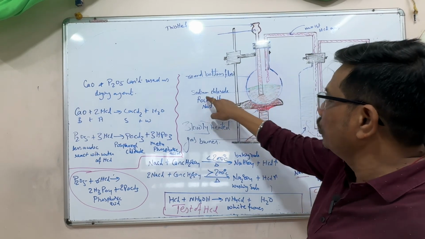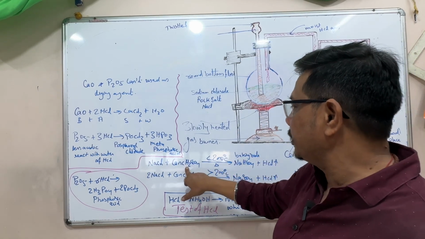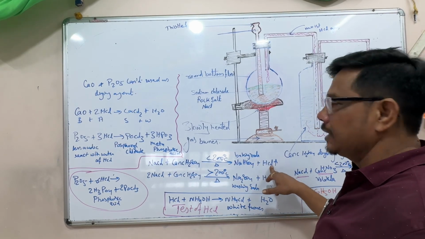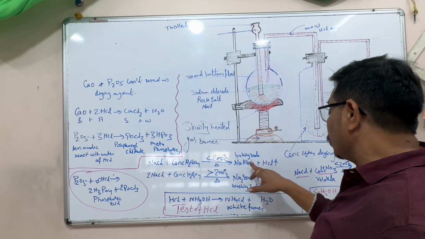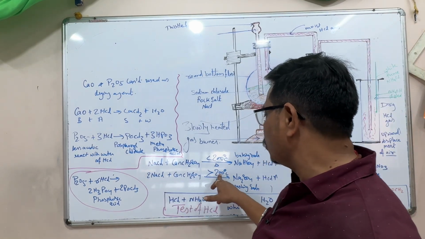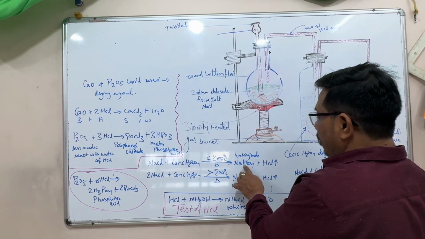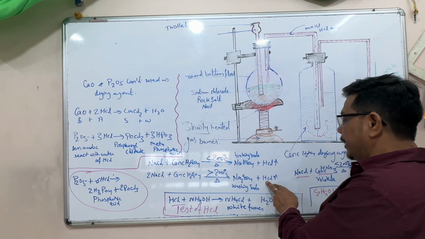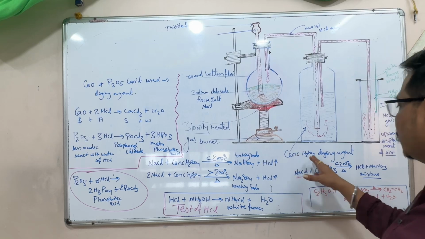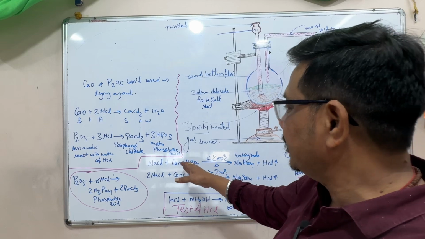It contains sodium chloride, which is called rock salt. This sodium chloride reacts with concentrated sulfuric acid below 200 degrees Celsius. It forms sodium bisulfate plus HCl. Now when we heat above 200 degrees Celsius, it forms sodium sulfate, and you will get HCl plus sodium sulfate. Here concentrated sulfuric acid is used as a reactant.